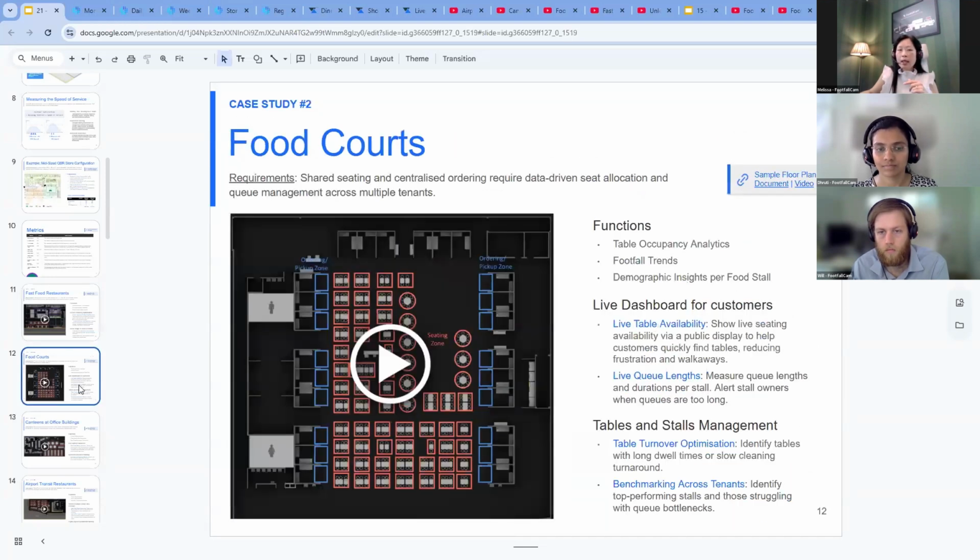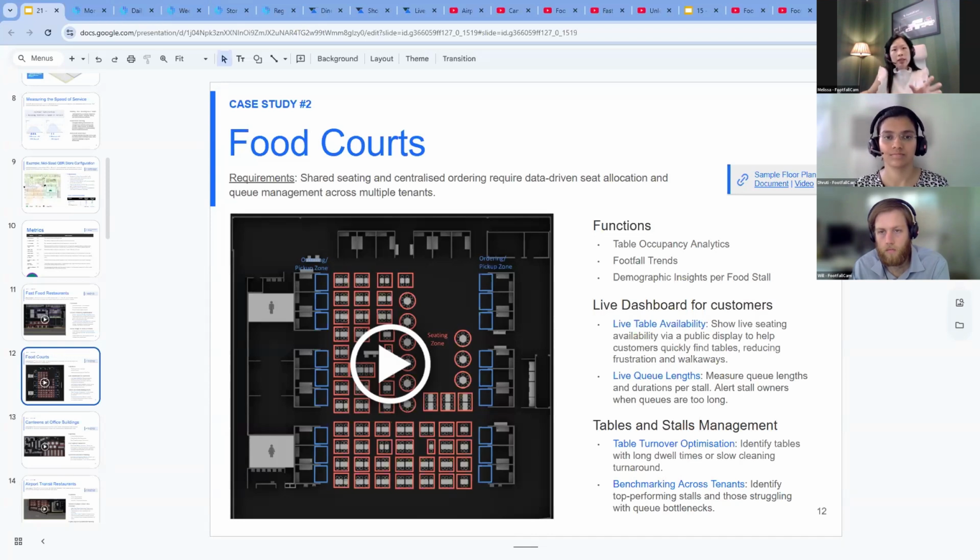Okay, the next case study is the food court. The food court is another important and growing area. The biggest concern in a food court isn't just about the food or the service. It's more about whether the customer can find a seat. Seating occupancy is key. And when customers find a seat, you will have less takeaway. Otherwise, if you don't have enough seats, they will move on.